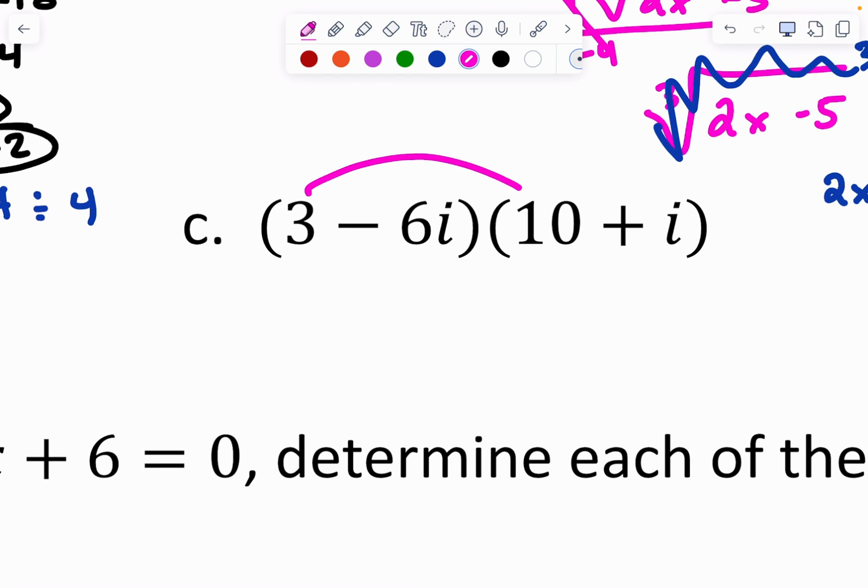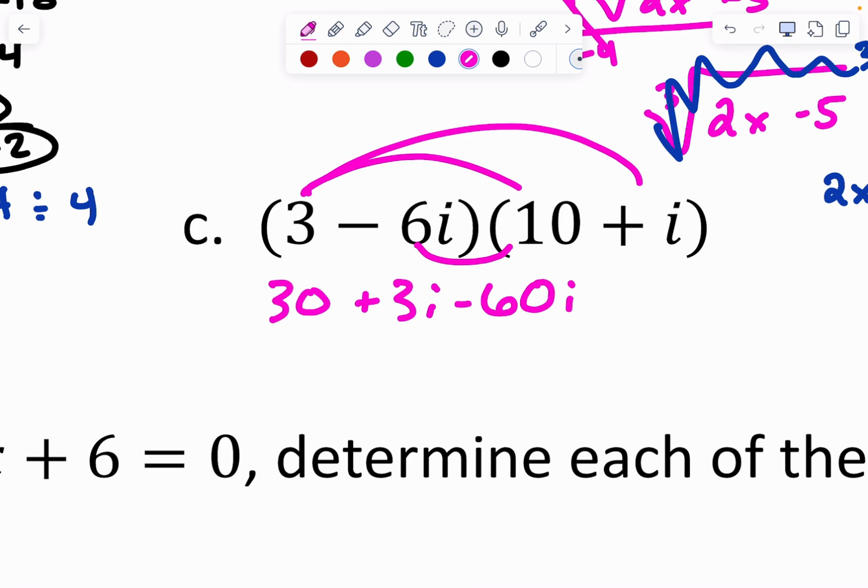Okay, what do I do on C? FOIL. 3 times 10 is 30. 3 times I? 3I. Negative 6 times 10? Negative 60I. What's negative 6 times positive I? Negative 6I squared, but then the I squared is a negative 1, so that will end up being plus 6.